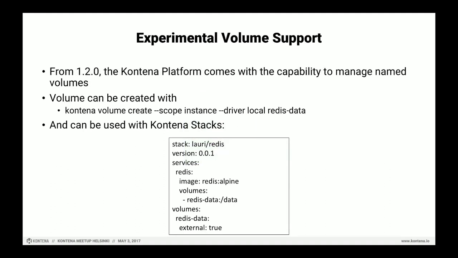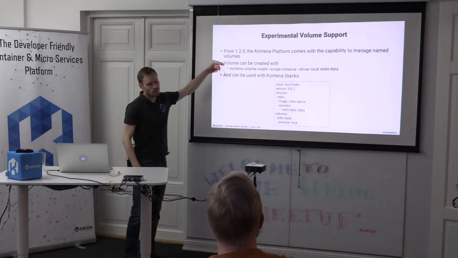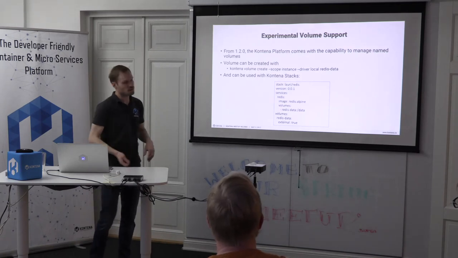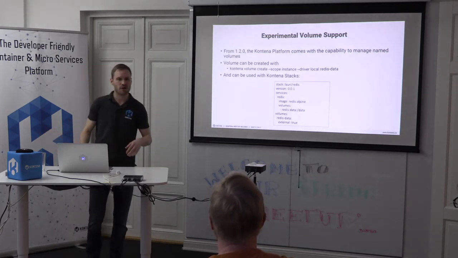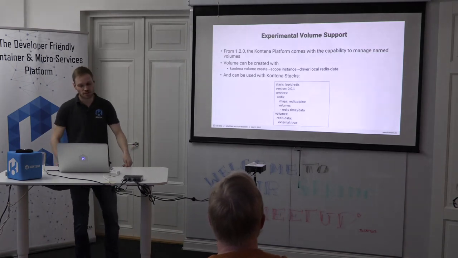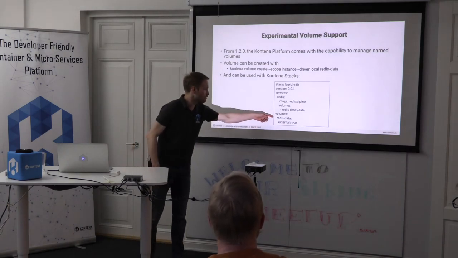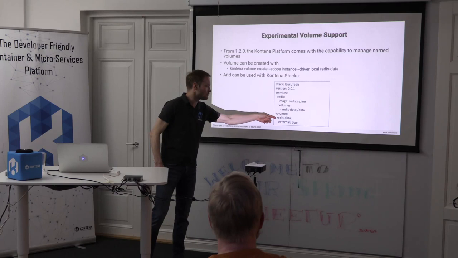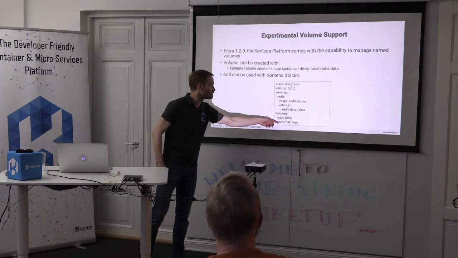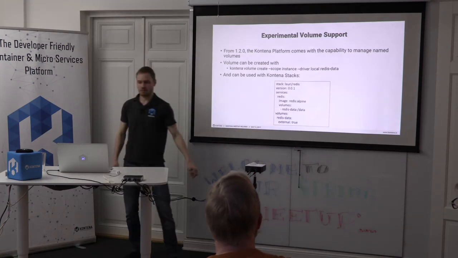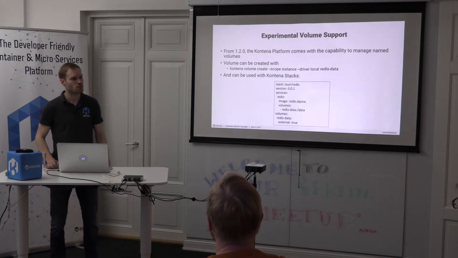Yeah, now you can use also named volumes. And with Kontena, you can create those volumes beforehand. You give scope and driver and name option. You can also add some driver specific options to those volumes. And then you can just reference those volumes in stack file. You introduce that I want to use this Redis data volume, it's an external, and reference it in a service config, like you can do with Docker Compose.